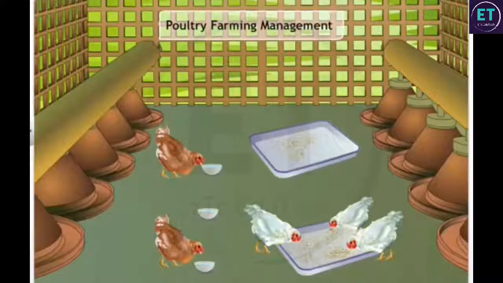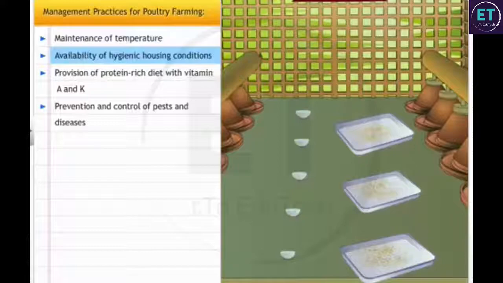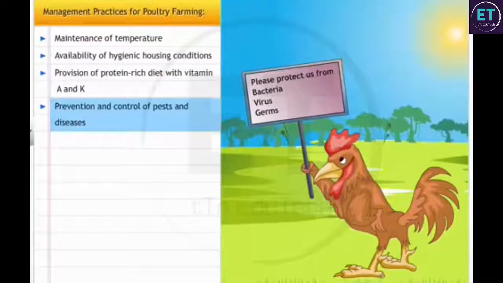Let's look at the management practices for poultry farming. Maintenance of temperature, which is optimum for the survival of poultry. Provision of hygienic housing conditions. Provision of a protein-rich diet with high levels of vitamin A and K. And the prevention and control of pests and diseases through proper sanitation, spraying of disinfectants, and vaccination.